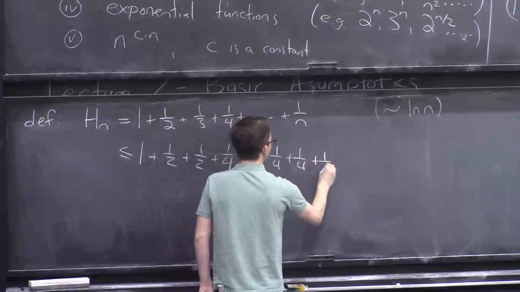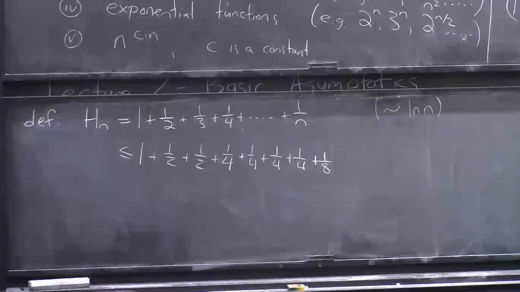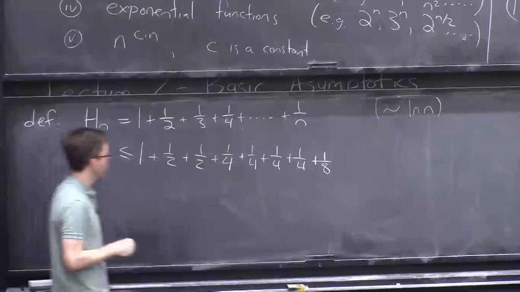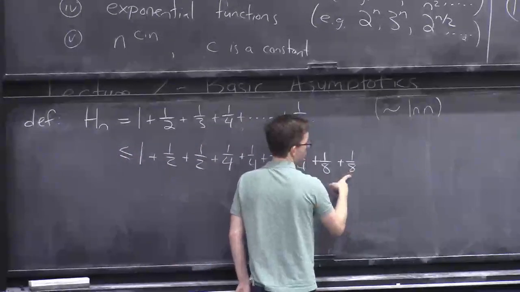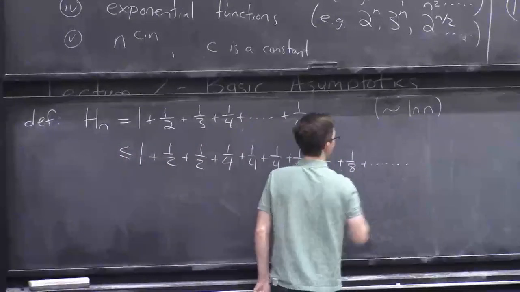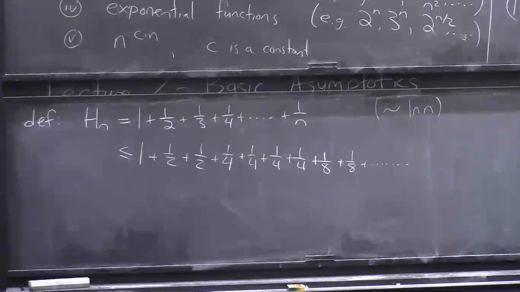1/8 I'll leave. Okay, I'm going to keep going, but you see, computer scientists really love powers of 2, so this is why we're doing this. Okay, so this is 1/8. The next one is 1/9. That's at most 1/8, and so forth. Okay, and in general, you can take each number and bring it up to the next highest power of 1/2.